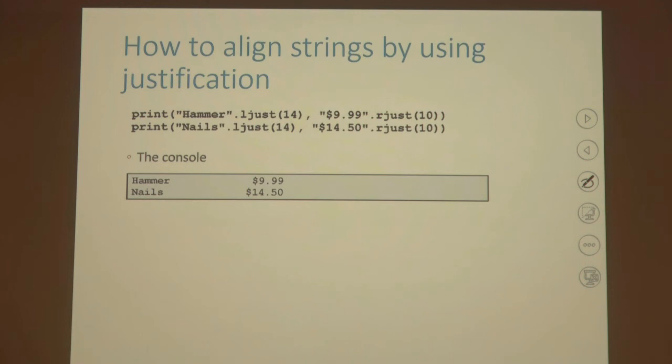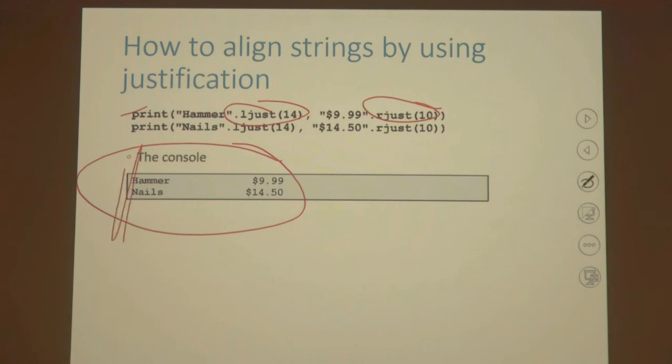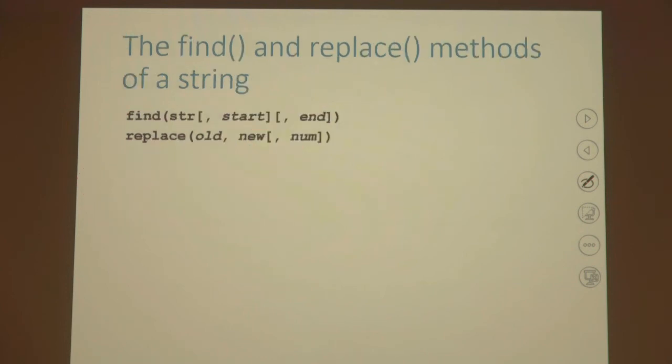All right. In here, how to align strings. You could use format to align strings, but also you could use, for example, this print. In here it says print, hammer, left justification, 14. So you reserve 14 locations, but with left justification. And here, right justification with 10. So you see how nice the output is? Left justified, right justified, spaces in between. Very nice. Only with two methods you could do that.